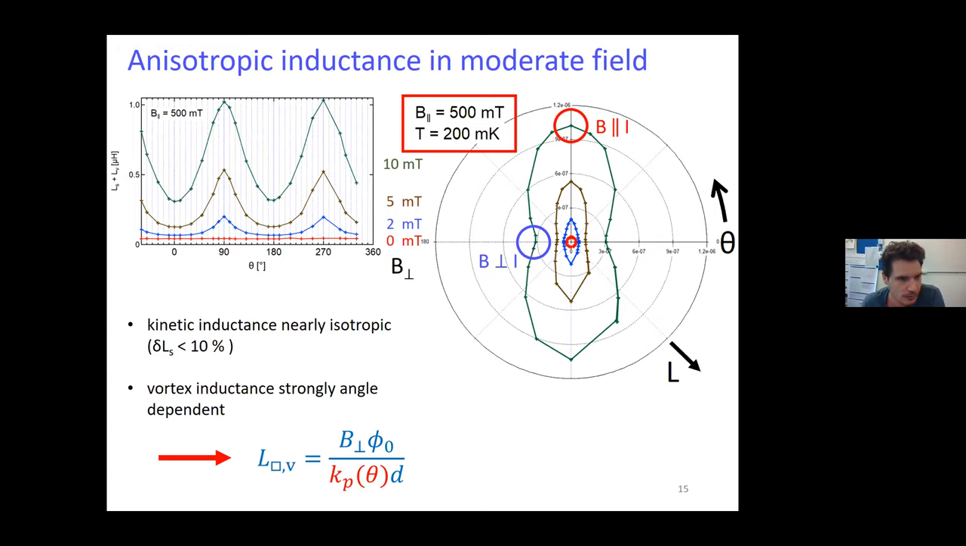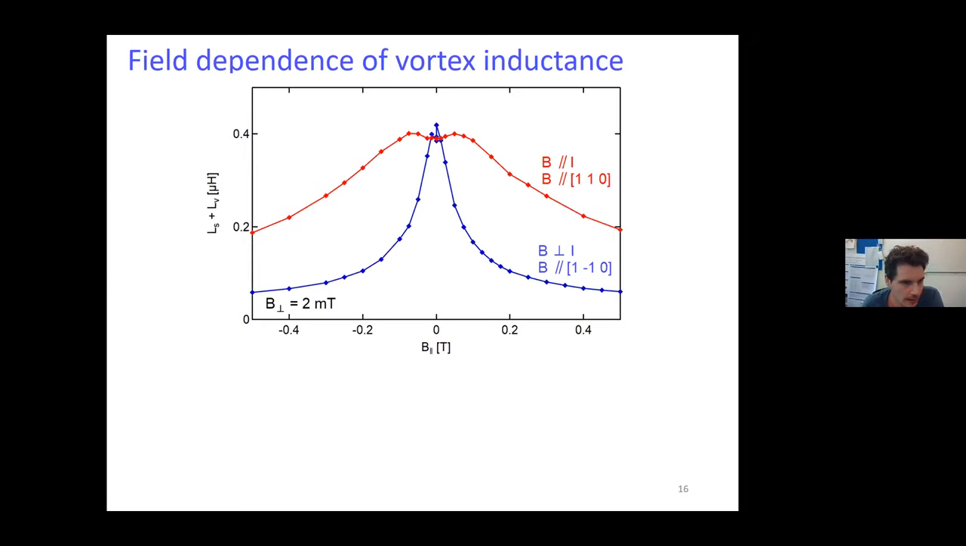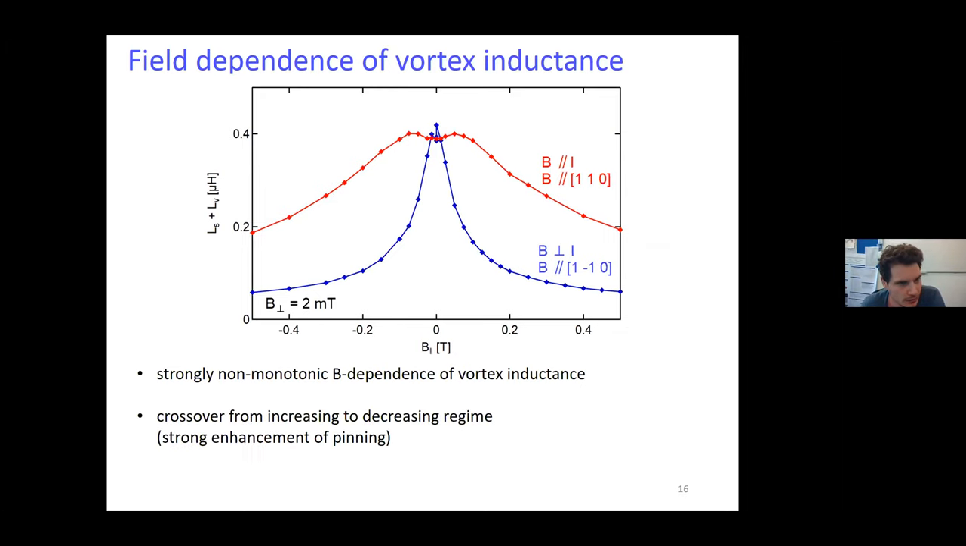But what was unclear was how the inductance emerges from an isotropic case in zero parallel field to this very anisotropic case in 500 millitesla of parallel field. So what we did is we took these two orientations and we measured the parallel field dependence. And this is what we got. What we found was a strongly non-monotonic dependence of the vortex inductance, besides the asymmetry that we saw earlier. So for very small fields, we see an increase of the inductance, which is presumably caused by paramagnetic gap breaking, before we then have a crossover to a decreasing regime, where we see a strong enhancement of the pinning.